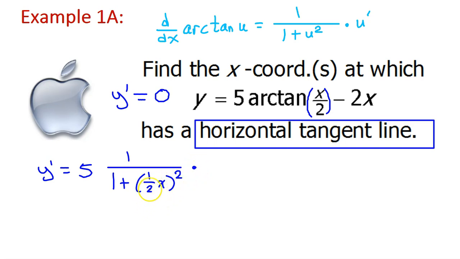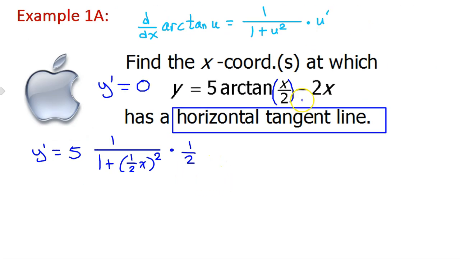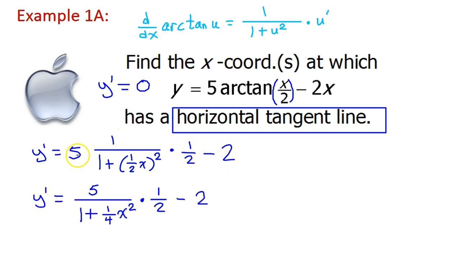So the derivative of 1/2 x is 1/2. And then the derivative of negative 2x is negative 2. This 5 is like 5 over 1. So multiplying straight across, the 5 will end up in the numerator. Let's go ahead and square this term to get rid of the parentheses. 1/2 squared is 1/4, and of course x squared is, well, x squared.